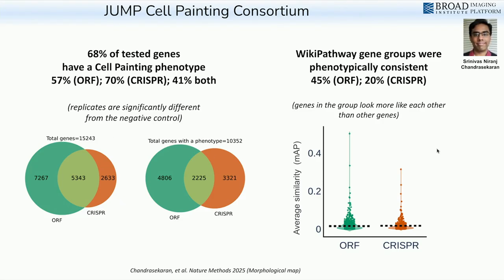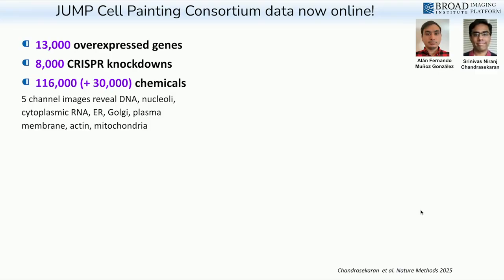How do we know the profiles are actually doing anything useful? And here's just one tidbit of data. You're welcome to check the paper for more, but this describes whether genes that are in the same pathway, as defined by WikiPathways, look alike. Do they induce the same kind of morphology as each other? And you can see the results here. Here it does look like overexpression is a bit more fruitful than CRISPR.